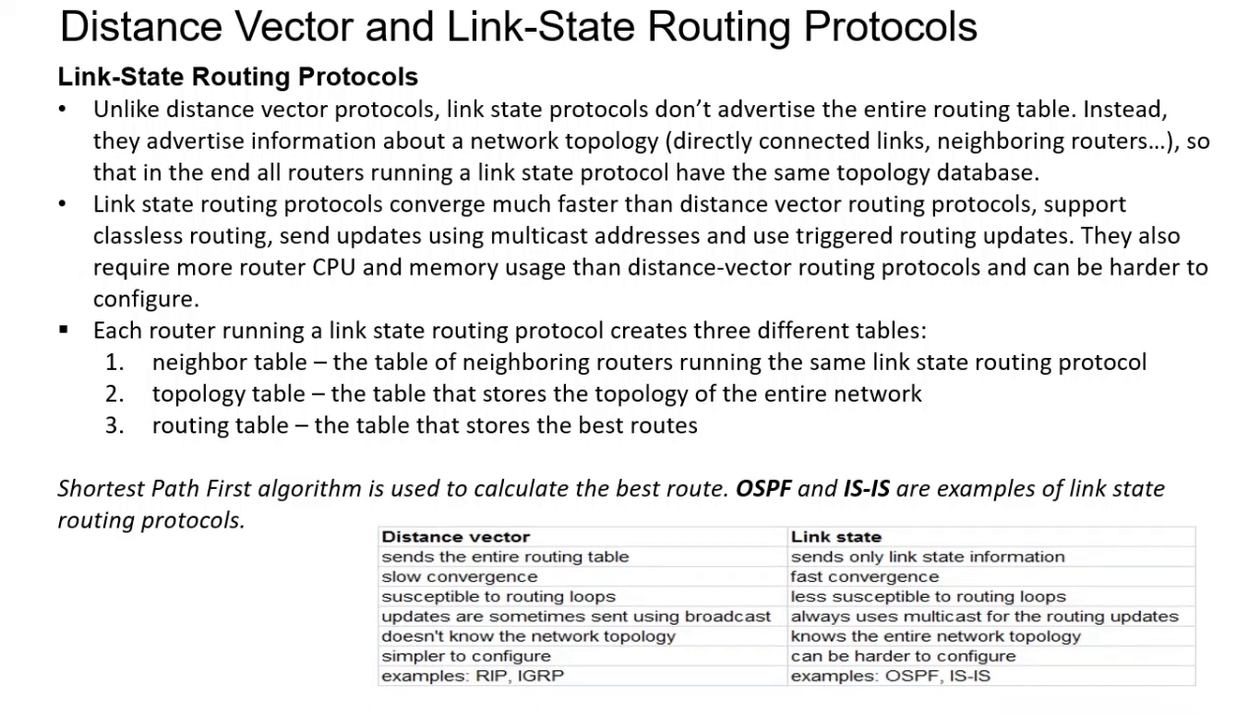Here, distance vector: sends the entire routing table, slow convergence, routing loops, updates, network topology not known, simple, and RIP and IGRP. We have link state: information, yes, fast convergence, yes, less susceptible, multicast, okay, multi-tier network, yes, can be hard to configure, example, OSPF is easy.